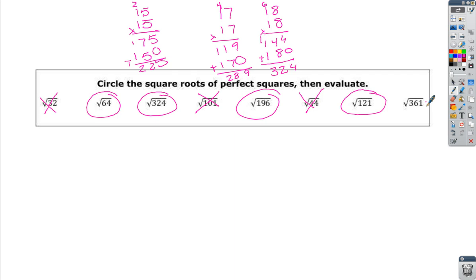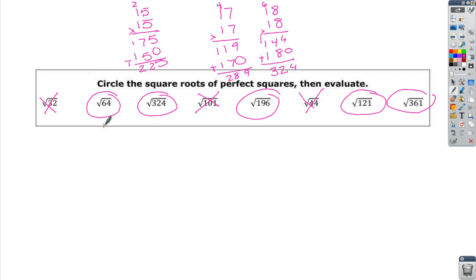And then 361, what times itself could get us to 361? So we know it's going to be a high number. And we know 324 was 18 times 18, so let's try 19 times 19, and that is going to get us to 361.